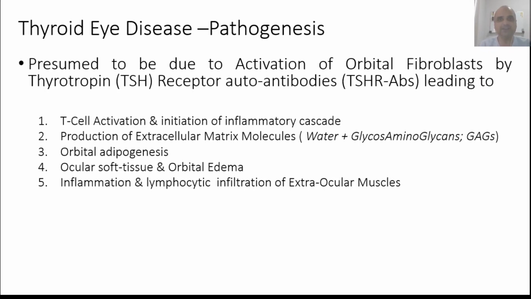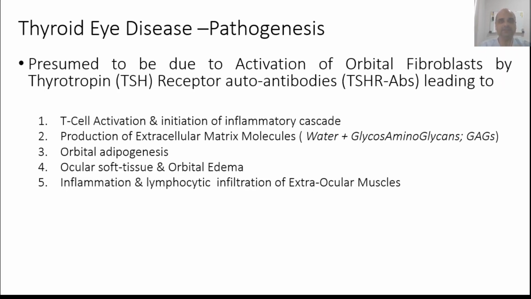And what it does is it basically causes T cell activation within the orbit and initiation of the inflammatory cascade from there onwards. Because it's an inflammatory process, you have production of extracellular matrix molecules, glycosaminoglycans, and water. And with it, you have orbital adipogenesis. Remember, we saw fat pads within the orbit when we were talking about the structure and function, the tissues involved in this disease. And you have a lot of fat production within the orbit, and that is one of the causes of the major issues with this disease.